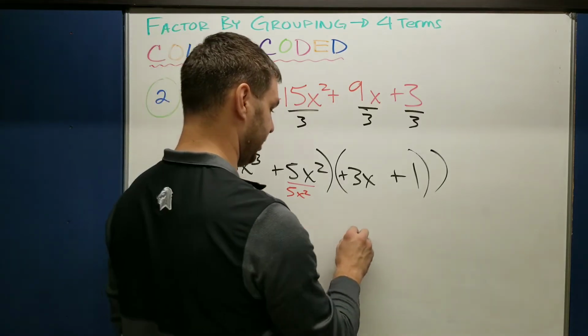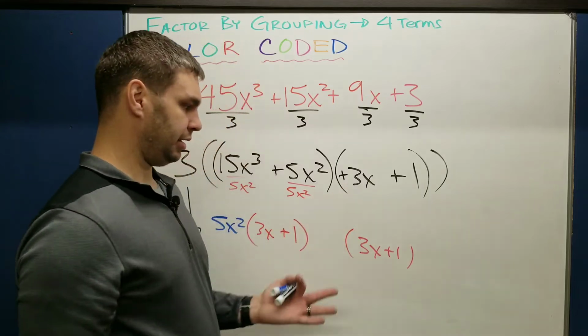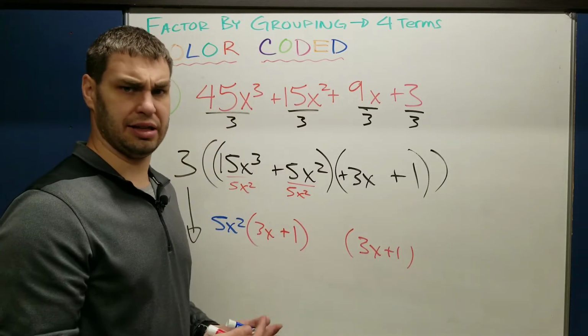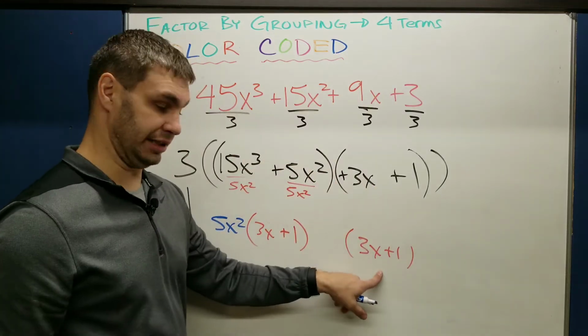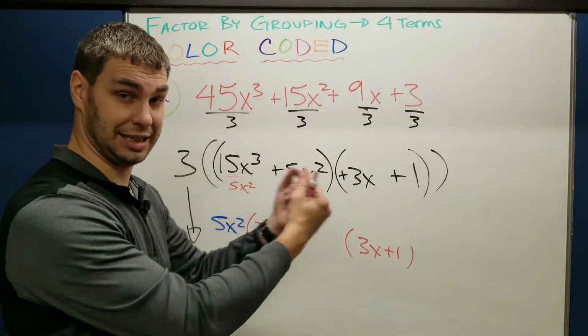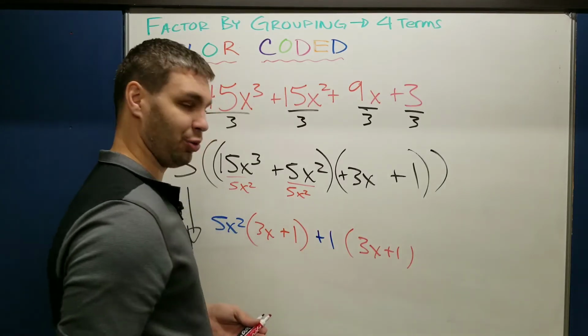So what can I take out to make this also 3x plus 1? Well, you're going to say you can't really take out anything, but you actually can. What can I multiply this by so it doesn't change? That's going to be 1. 1 times that doesn't change it. So we can really just say we're taking out a 1.